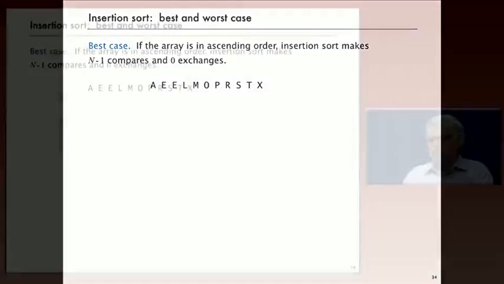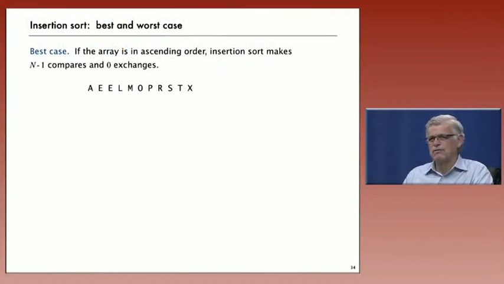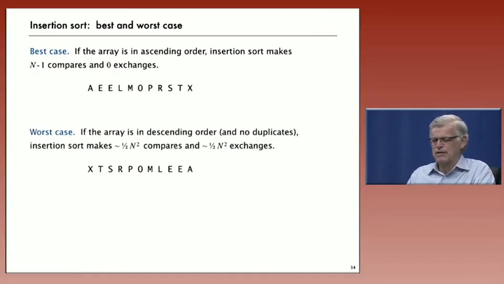Now, insertion sort does depend on the initial order of the data. Let's look at the best case and the worst case, which are certainly outliers. If the array happens to be already sorted, all insertion sort does is really validate that. Each element has got smaller elements to its left, so it does no exchanges. It gets the sorting job done with just n-1 compares. On the other hand, if the array is in descending order and there are no duplicates, then every element goes all the way back. It makes n squared over 2 compares and n squared over 2 exchanges.